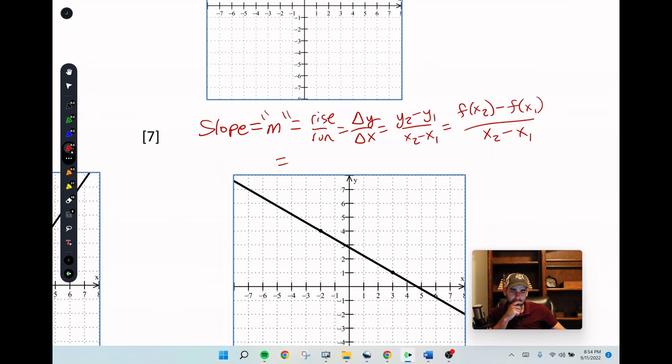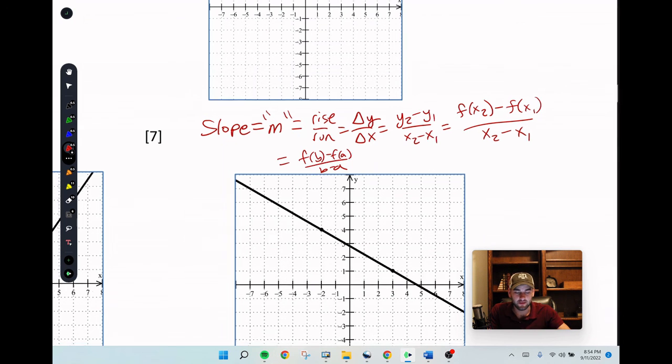Is there anything else that I'm missing? Some people say f of b minus f of a over b minus a, kind of the same formula. Change in y over change in x, which we have with the deltas. So that's pretty much it.